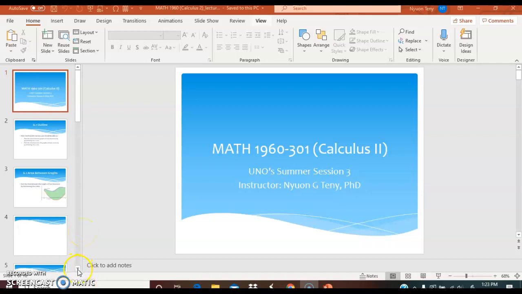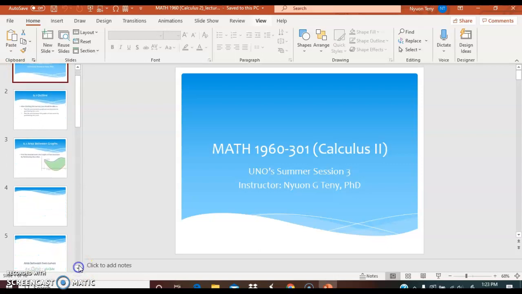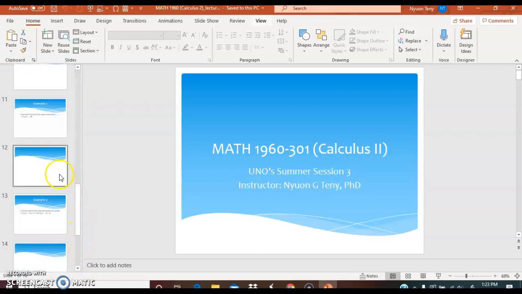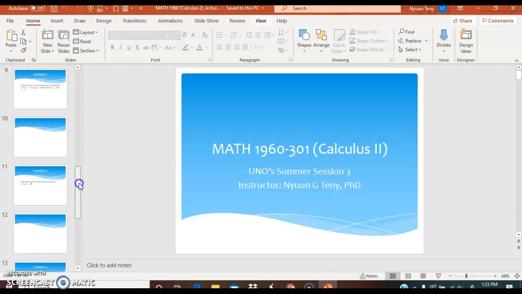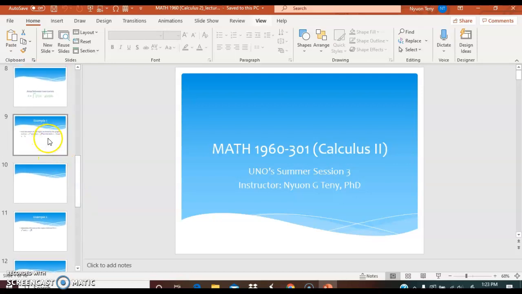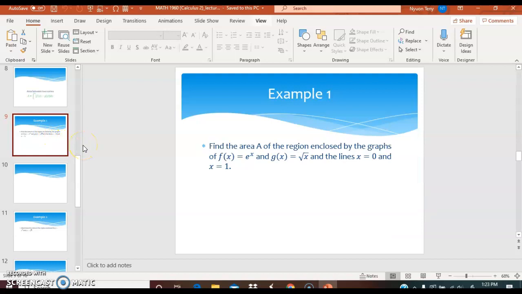In this part, we will solve problems that we couldn't discuss in the first part of the lecture. So now we want to find the area of the region enclosed by the graphs of f of x equals e to the x, and g of x equals square root of x, between x equals 0 and x equals 1.